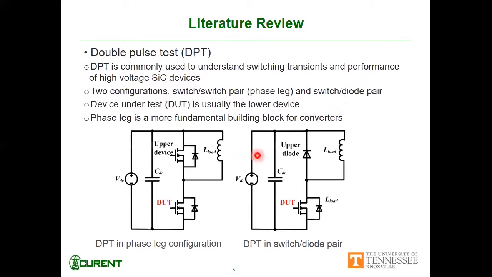The first is the switch pair like this, where we have two identical switches in one leg, so we also call it a phase leg. And the other one is the switch diode pair. It has a diode to conduct the current when the switch is off. So usually the device under test, DUT, is the lower device. It's good for measurement. And the phase leg configuration is more preferred because it's a more fundamental building block for power electronics converters.